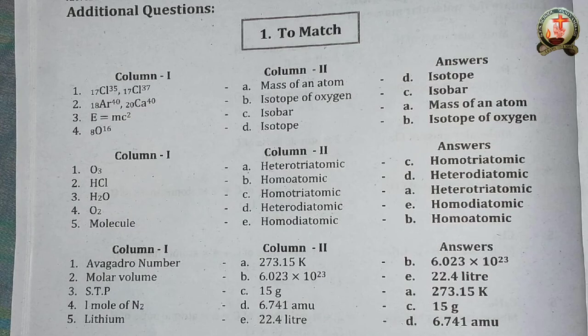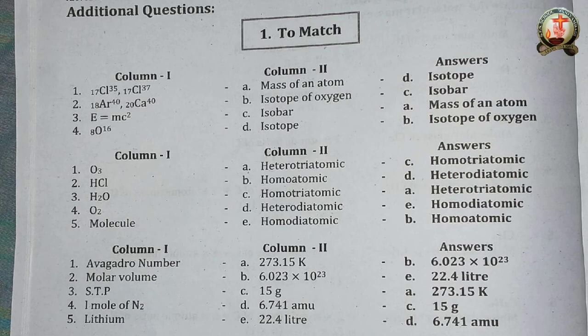E is equal to mc square, so mass of the atom calculation. 8O16 is an isotope of oxygen. Okay. Then in column 1, O3, how many atoms are present? There are 3 atoms, the same one. So homo triatomic. HCl, hetero diatomic. H2O, this also hetero triatomic. This O2, homo diatomic molecule.